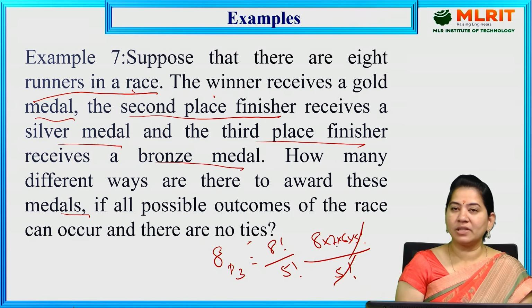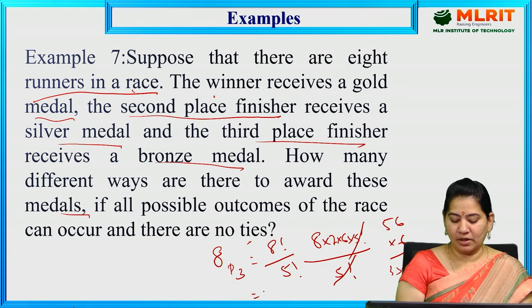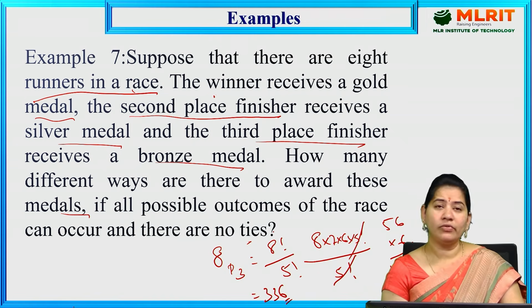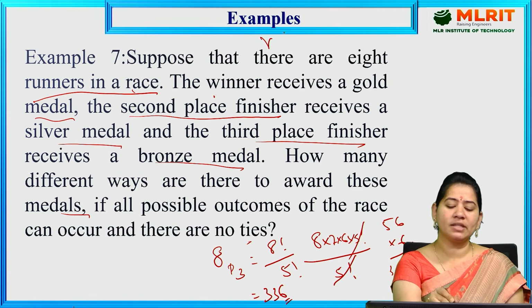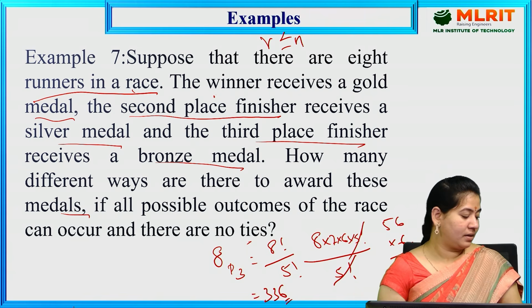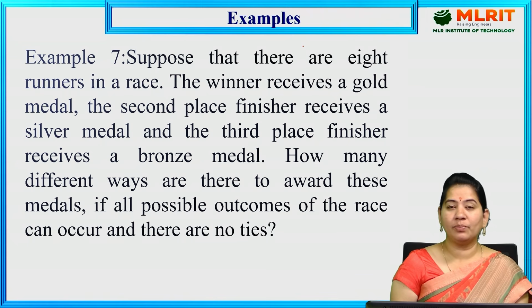So here 8 7s are 56. 56 into 6 is what here? So 6 6s are 36, 6 5s are 30, 336 you will get. So here we have 336 ways to award these 3 medals. Okay, so this is the answer. So now if you observe here, out of all these problems, always the r value is less than or equal to n. So these are the problems that help us understand how to solve the problems under permutations.